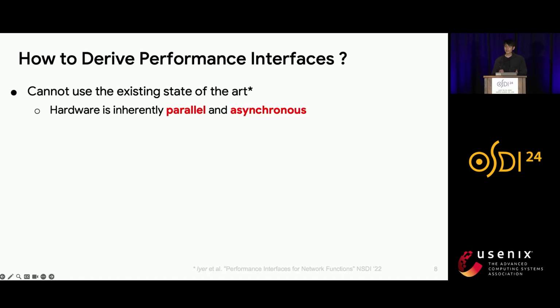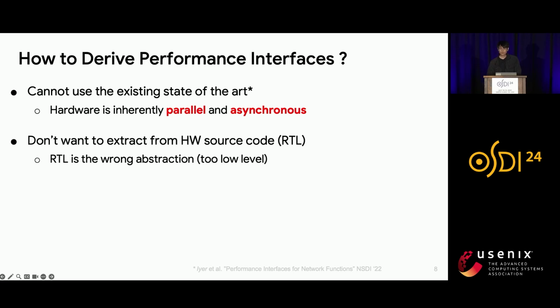So I showed you what is a performance interface. Then let's talk about how to derive them. We cannot use the existing state-of-the-art because they are designed for software, and hardware is inherently parallel and asynchronous, which is fundamentally different from software. We also don't want to directly extract the performance interface from the hardware source code or the RTL, because RTL is the wrong abstraction for this task.